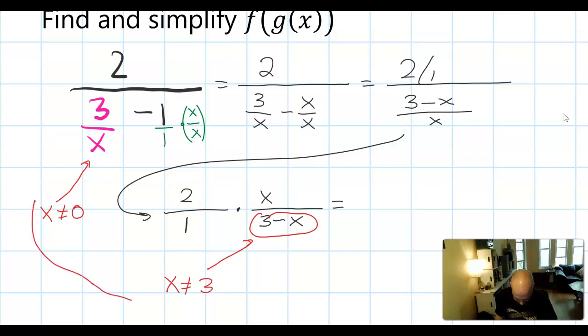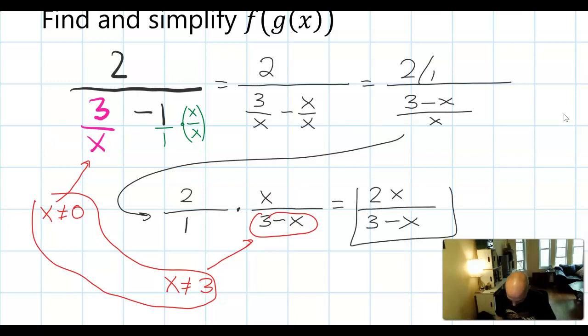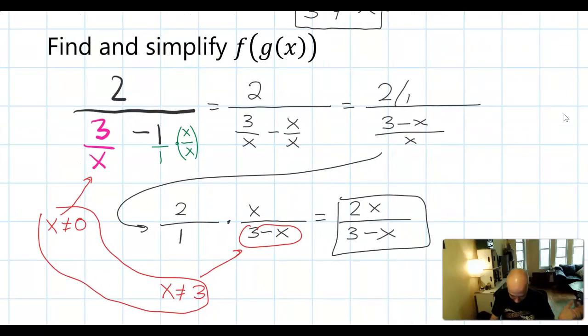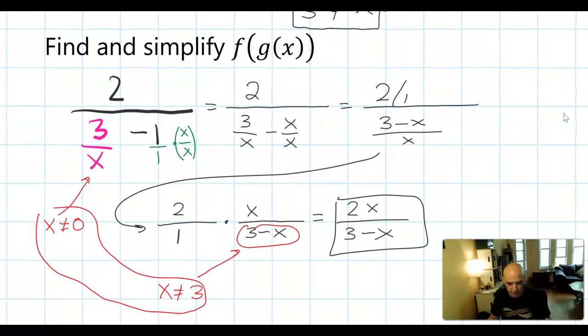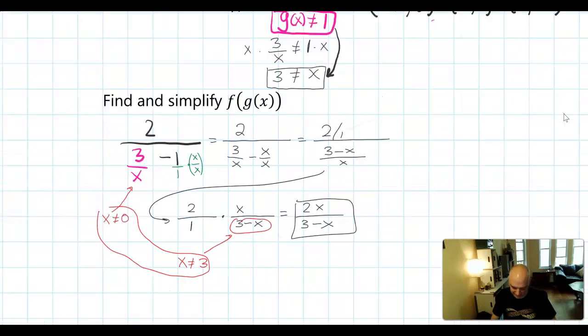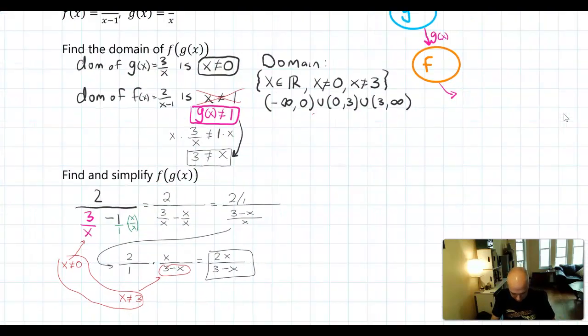And those were the two excluded values from the domain earlier. So then the final answer would be something like 2x over 3 minus x as a final composition simplified. And that's another way you can find the domains of a composition, is actually just compute the composition and inspect the equation you get using everything you know about finding domain.